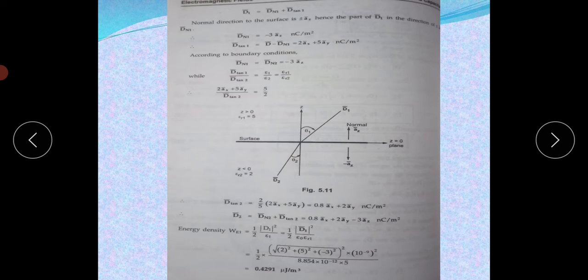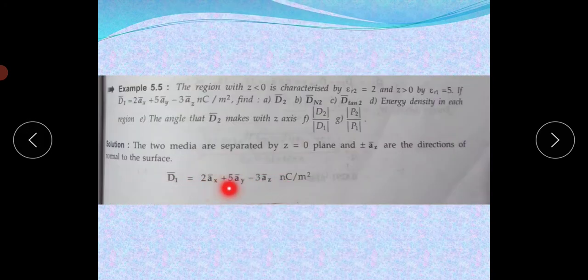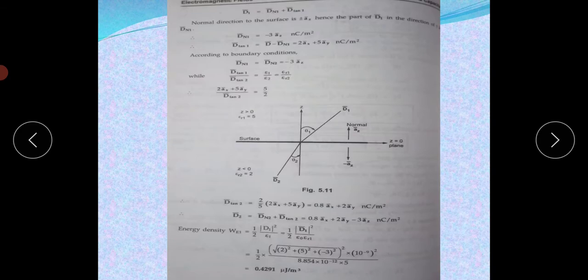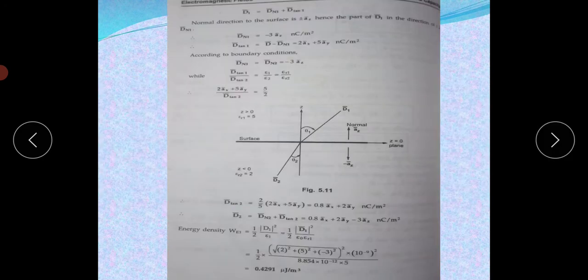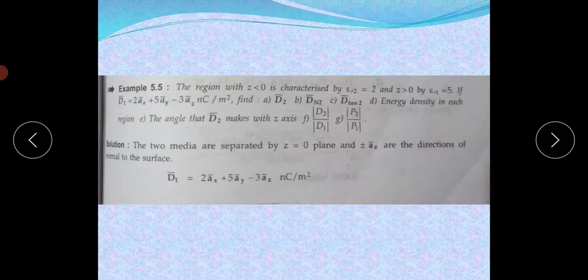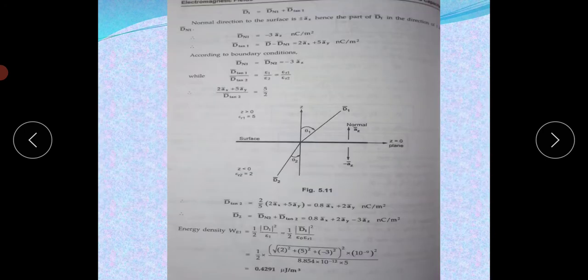In the D1 bar expression, having x component, y component and z component, the normal component means the z axis direction component. Here the complete z axis is normal to this boundary line. So the z axis directional component of electric flux density equals the normal component of electric flux density. In this expression, the z component equals minus 3 az bar. So the normal component of electric flux density in the first material, represented by Dn1, equals the z axis component, which is minus 3 az bar nanocoulombs per meter square.